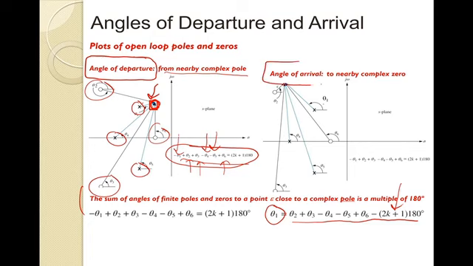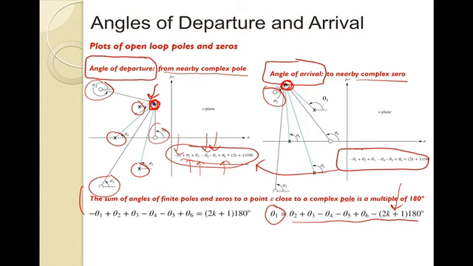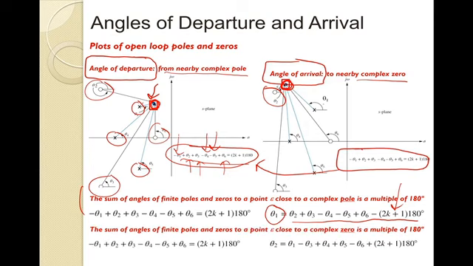Now, for the angle of arrival to a nearby complex zero, here is a point, here is the nearby zero. I'm going to take a very similar approach. If you look at this equation down here, compare it to this equation, you're going to see essentially the identical equation. But in this case, we want to solve for theta 2, because that's the angle of arrival to the complex zero.